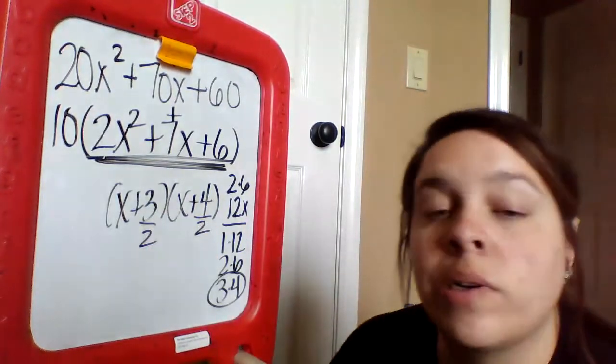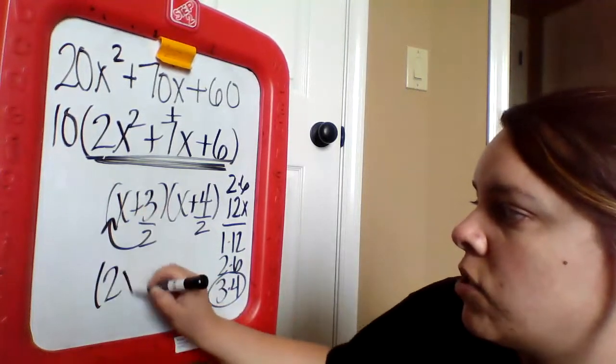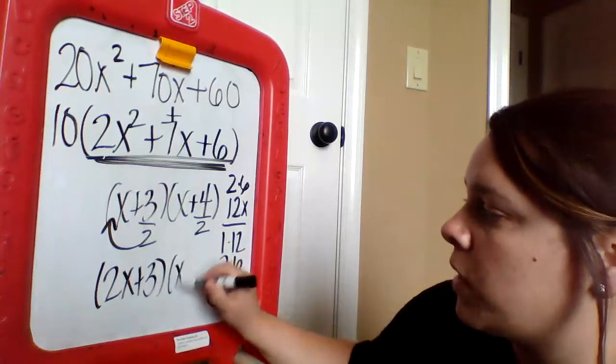3 divided by 2 is not a whole number. It can't be reduced, so I'm going to bottoms up that 2. So that's 2x plus 3. 4 divided by 2, though, is 2. So that's x plus 2.